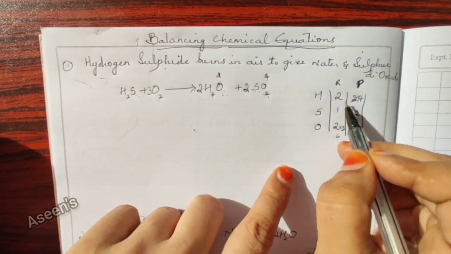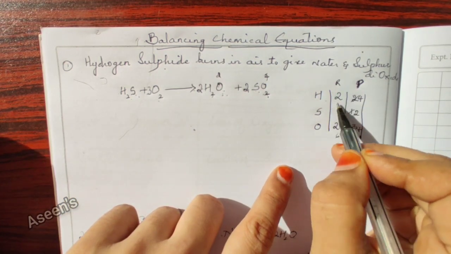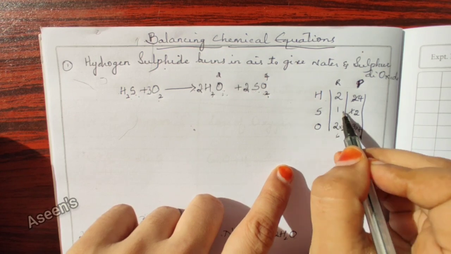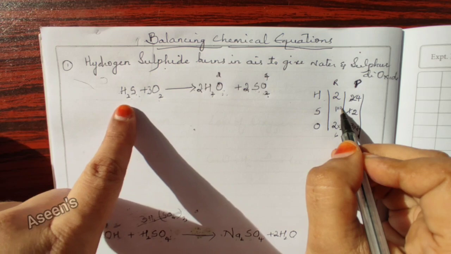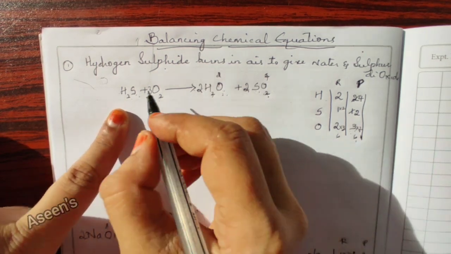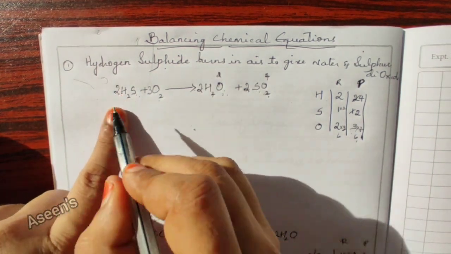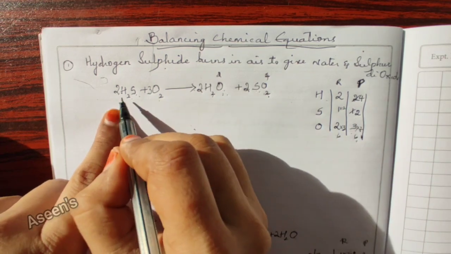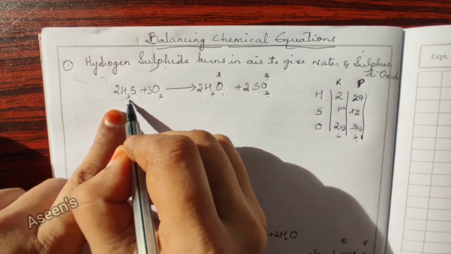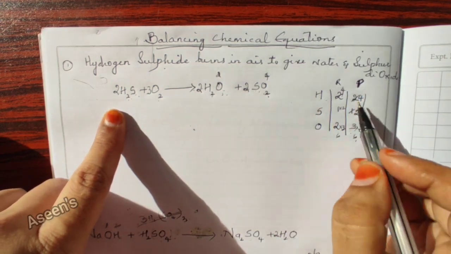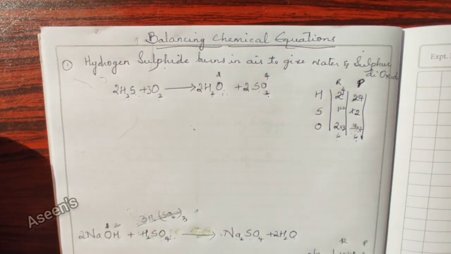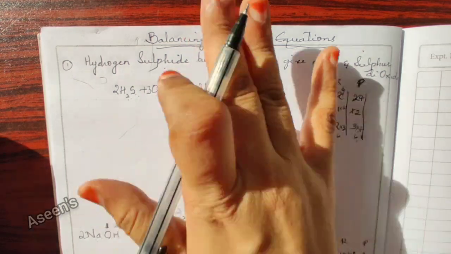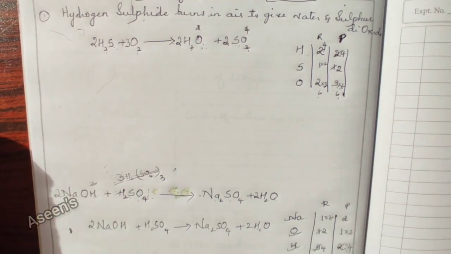To balance this further, I need to change here on my reactant side. So now my sulfur is going to be 1 into 2. So my sulfur is here. So I'm going to write 2 over here. This will also change my hydrogen. 2 2s are 4. 4, 4, 2, 2, 6, 6. Now this is balanced. Okay, so hope you have understood the concept.